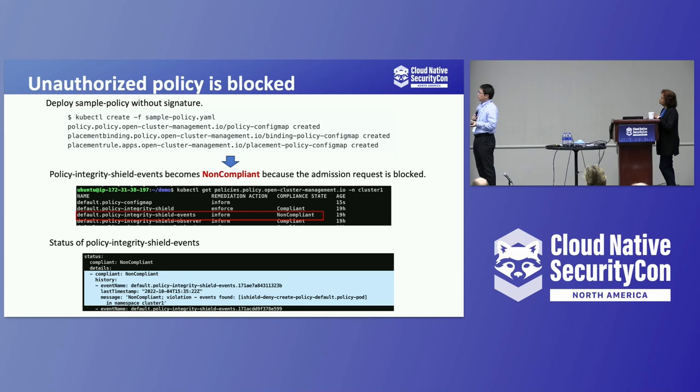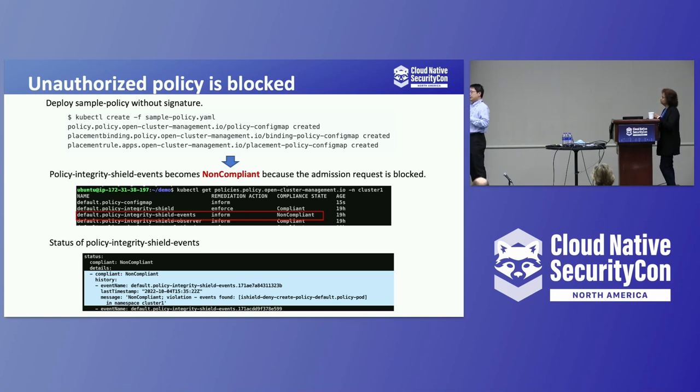The sample policy is not signed. So I try to deploy this sample policy to the target cluster. When it's loaded to the hub, the hub pushes that sample policy to the managed cluster. But the protection at the managed cluster is Integrity Shield. It detects the signature violation and reports non-compliant. In this case, the integrity events policy reports non-compliant. This means some deny event is coming to the cluster, because the sample policy does not have the proper signature.